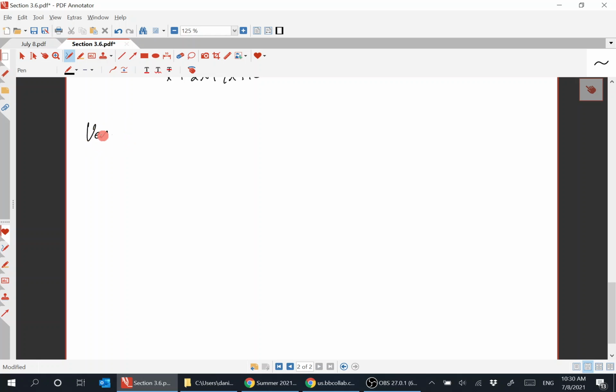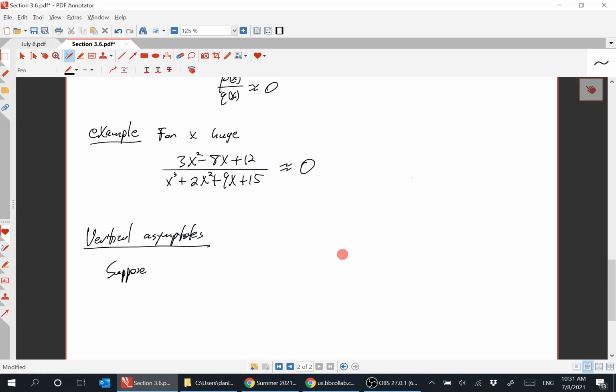You also have vertical asymptotes. So suppose, this means that the graph of this rational function here, it does stuff over here, I don't know what, but towards the end, it's going towards 0. So it's hugging the x-axis in some way, either above or below.